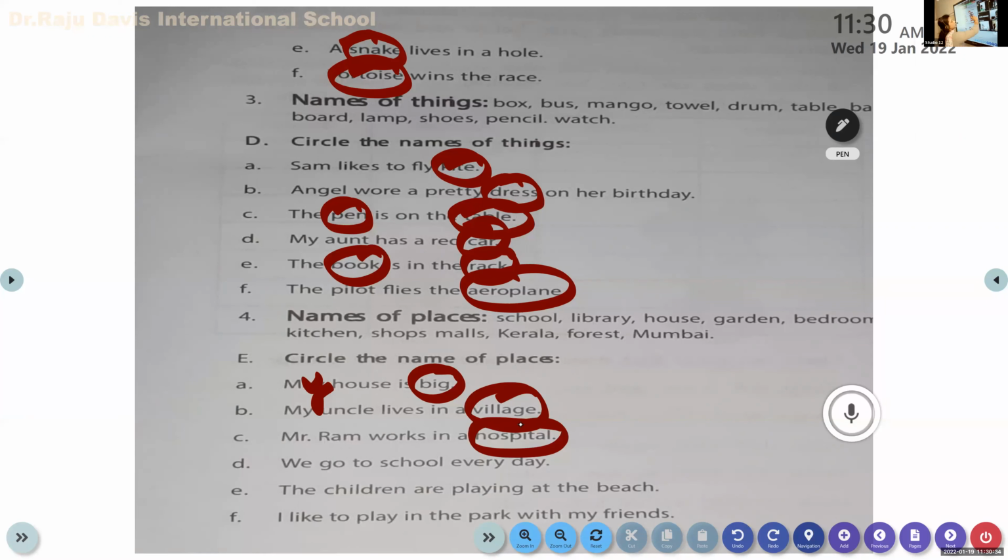Yes, Roshan. Now you can do it. Come on, Roshan. We go to school every day. Okay, come on. Identify the name of the place. School. Very good, Roshan.